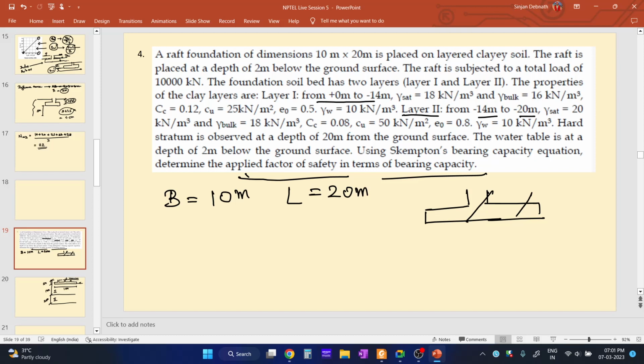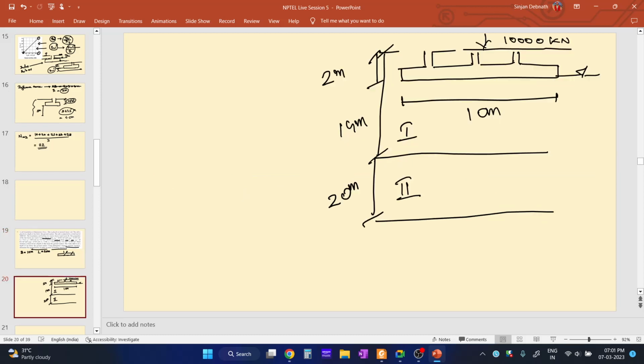Fine, so let me just check out the influence zone once. So this is a settlement problem, right? No, this is a bearing capacity problem. So for a bearing capacity problem, the influence zone is how much? It is depth B from the base of the footing. What is B actually? The breadth of the footing is 10 meter. So that means the influence zone is 10 meter below this footing.